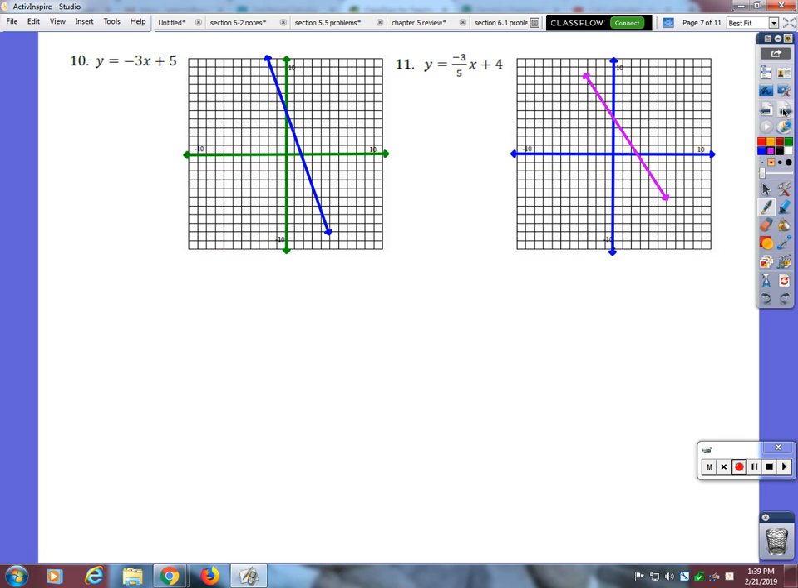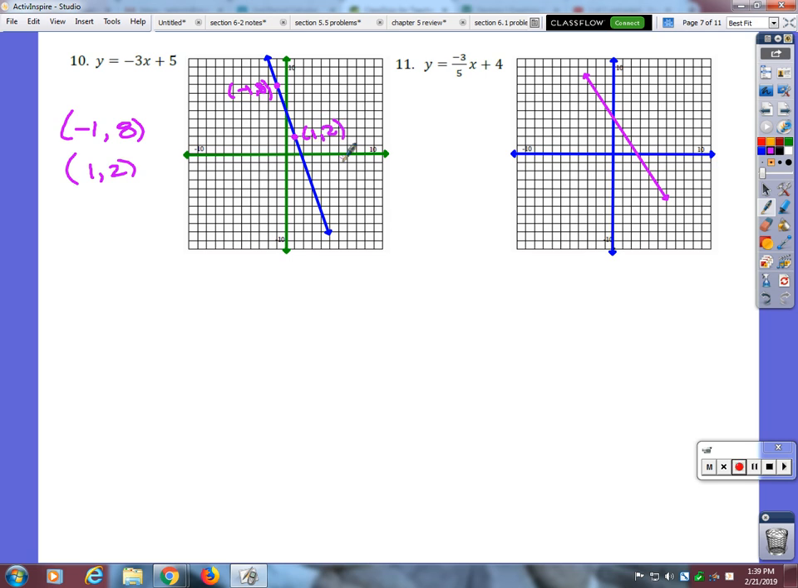Negative 1, 8. Okay, yep, I like that. And what did you say, Talia? 1, 2. So we're supposed to put these on the graph. Here's negative 1, 8. And here is 1, 2. Okay? All right, how about number 11?